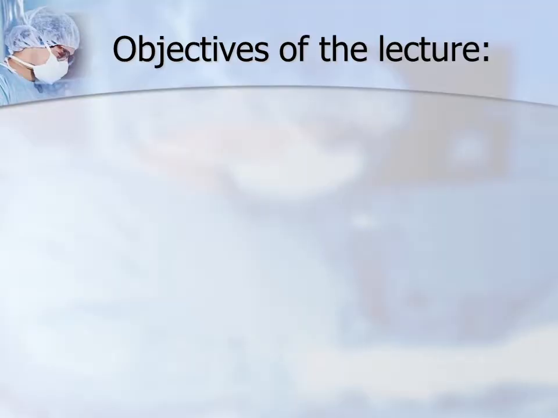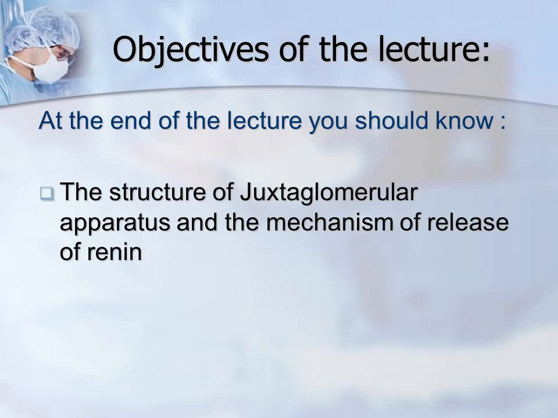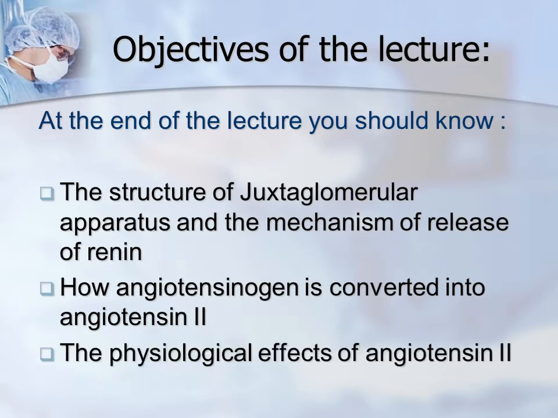First, we must know the objective of this lecture. At the end of this lecture, you should know the structure of the juxtaglomerular apparatus and the mechanism of release of renin, how angiotensinogen is converted into angiotensin II, and the physiological effects of angiotensin II.